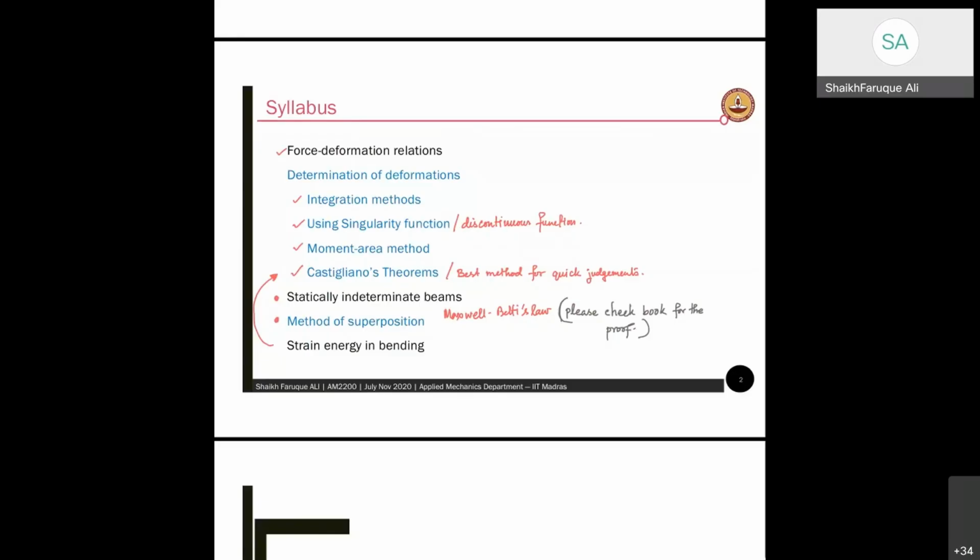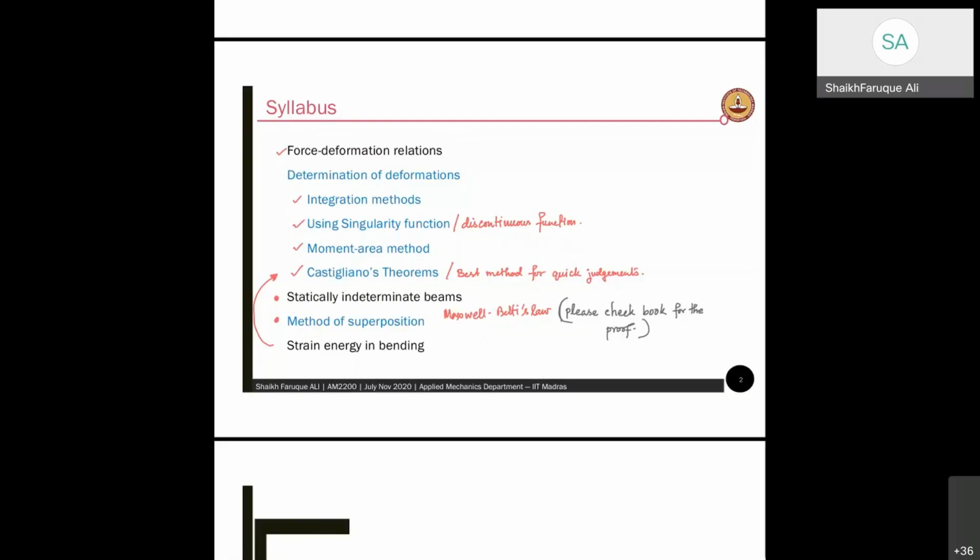Then we learn about superposition methods, which is based on Maxwell-Betty's law. Maxwell-Betty's law is not part of the syllabus, but you can read it in the books. It's a very good thing to understand, and it has a very nice proof. Okay, and that proof is illuminating in the sense that it will give you nice ideas about how beam deforms, how beam behaves, how strain energies in beams are calculated, right? So all those things you will get idea if you go through Maxwell-Betty's law and its proof.